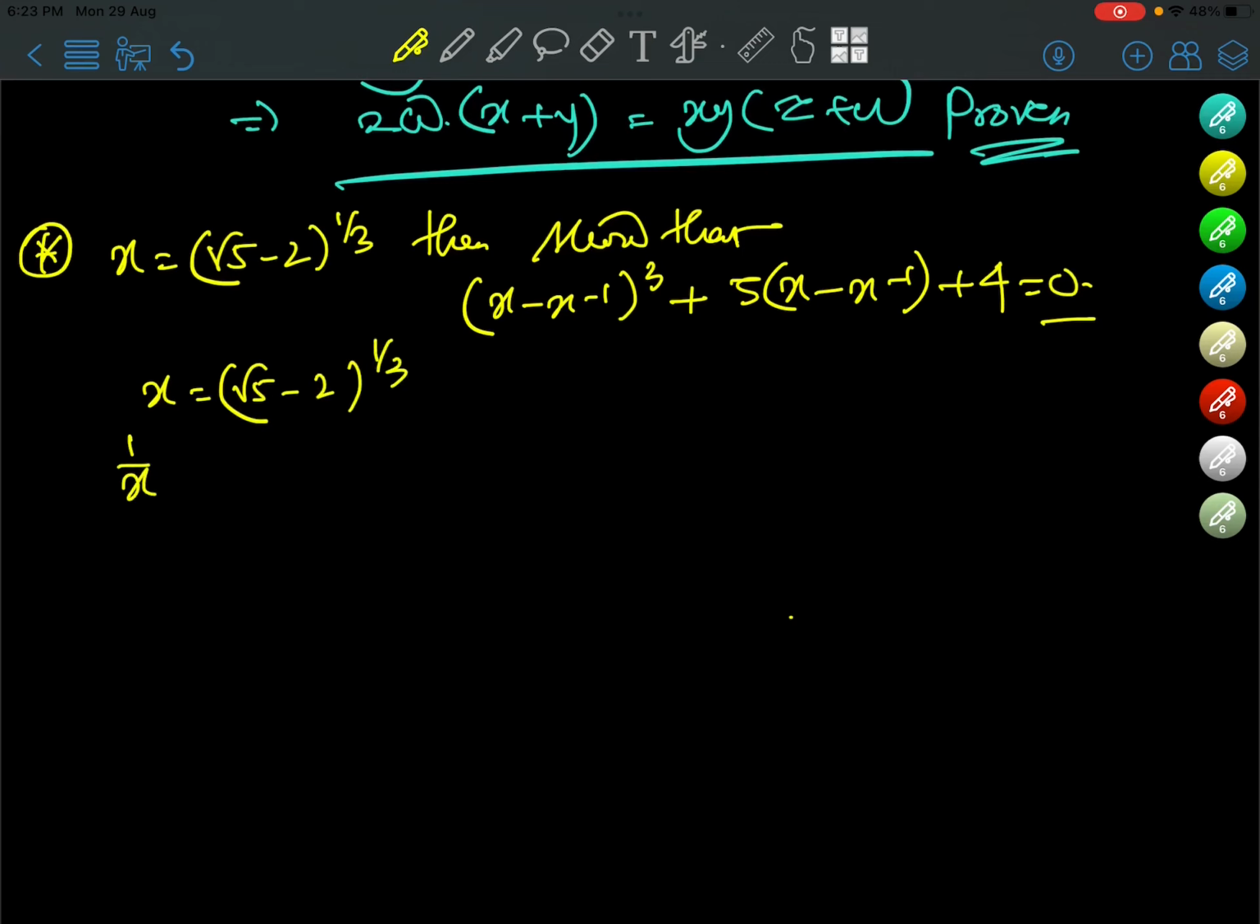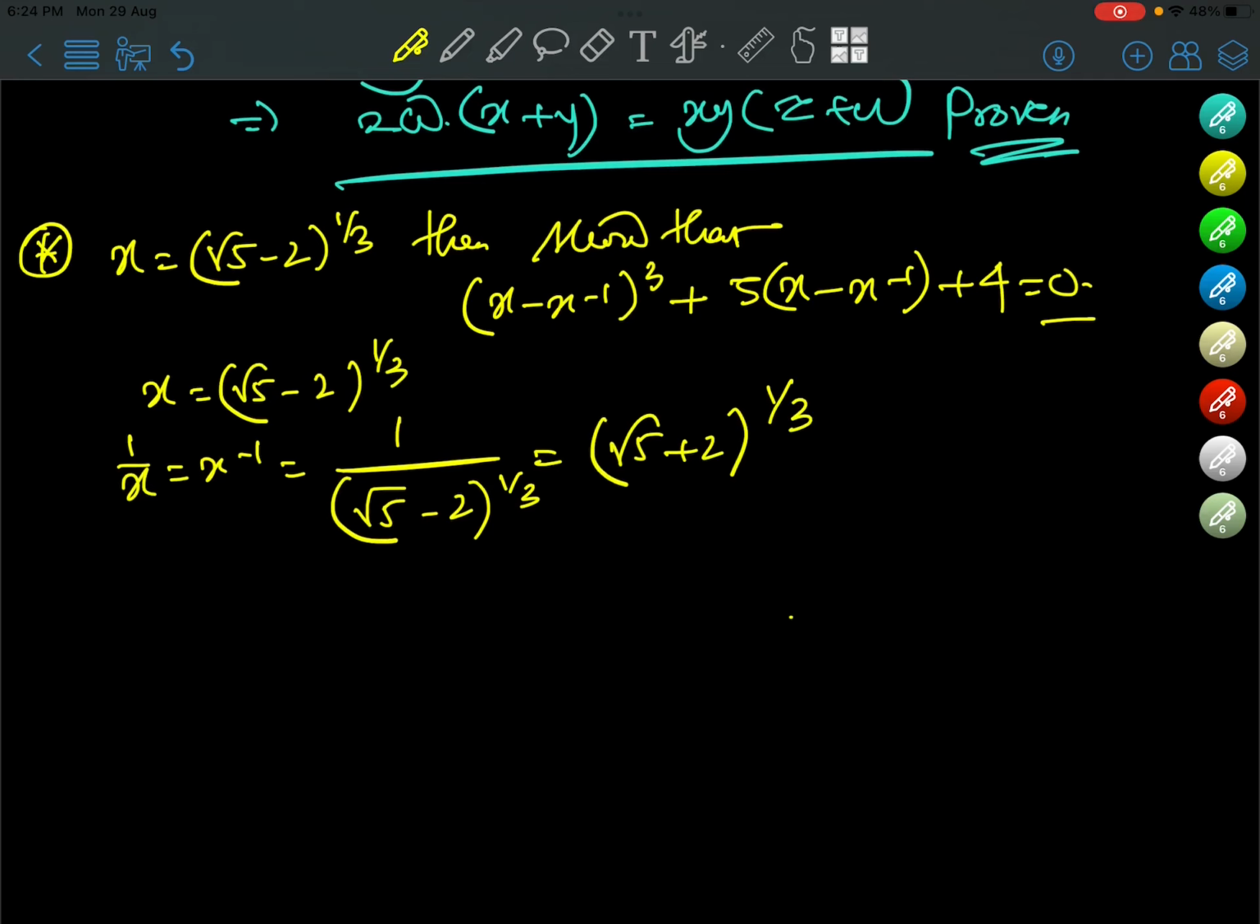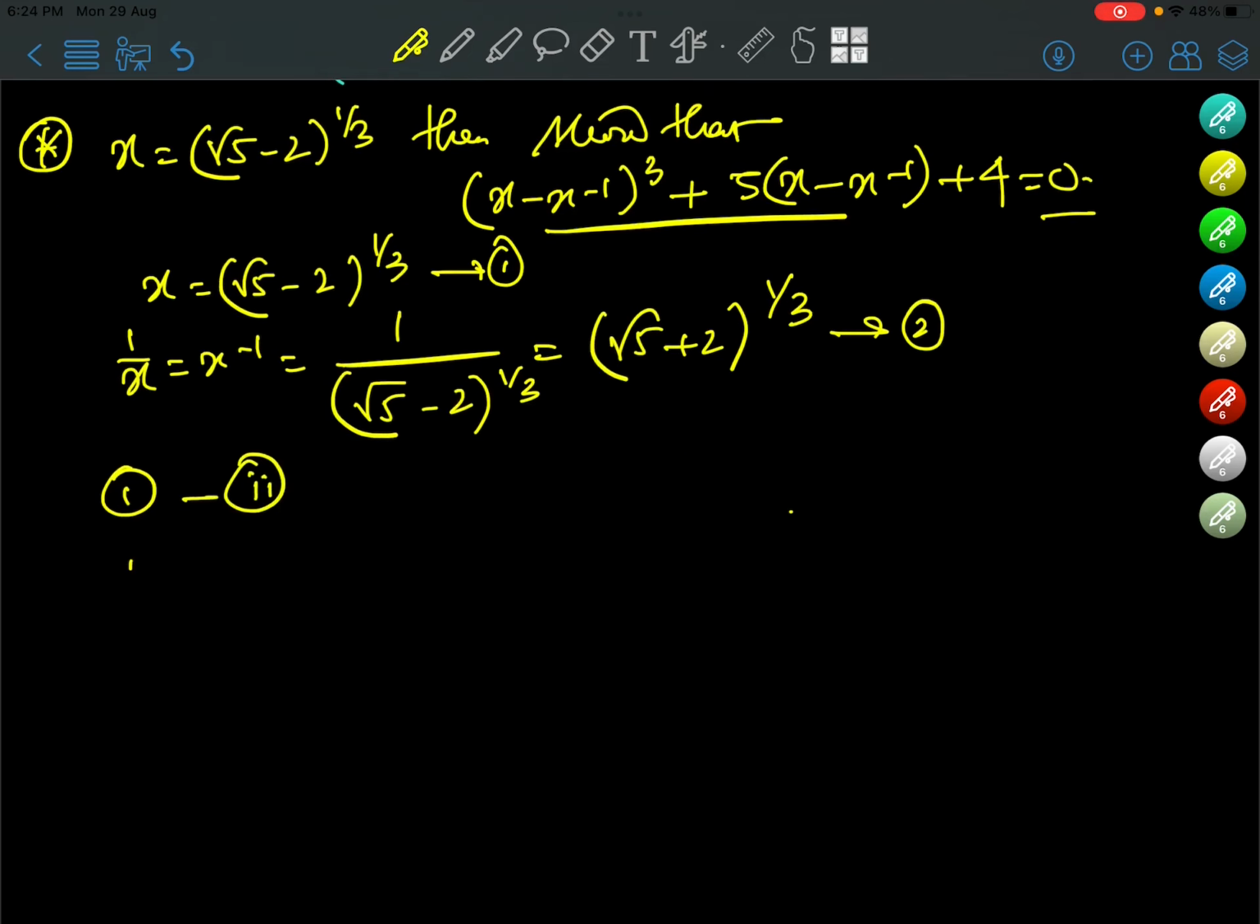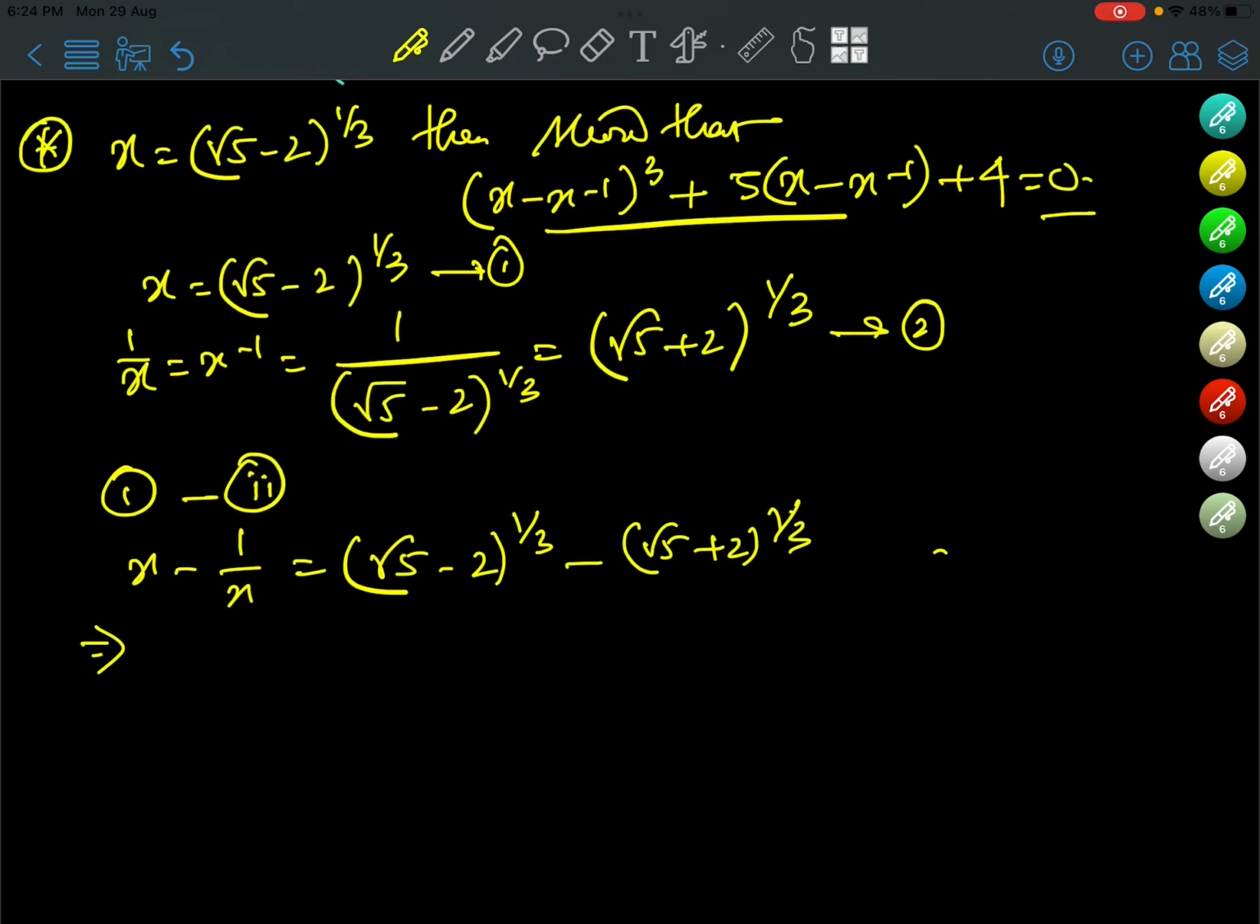Now what is the value of 1 by x, which also equals x to the power minus 1? That is 1 by (root 5 minus 2) to the power of 1/3. Now after reduction, using the formula, we are going to get (root 5 plus 2) to the power of 1/3. Now x minus 1 by x equals (root 5 minus 2) to the power 1/3 minus (root 5 plus 2) to the power 1/3. Now we are going to cube both sides.